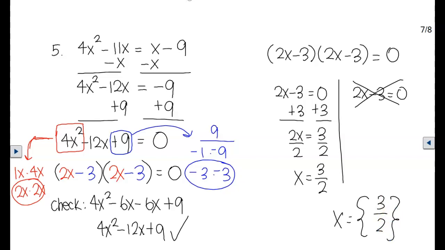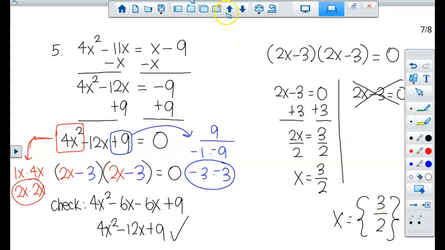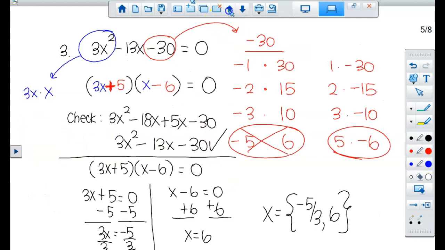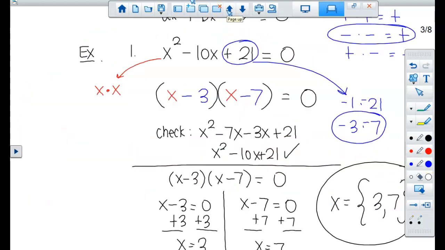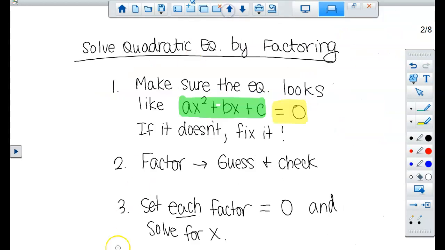So, this gives you several examples ranging from very simple to a little more difficult, how to solve a quadratic equation by factoring. Here are your steps one more time. First thing is always to make sure the equation looks the way you want it to look. You want ax squared plus bx plus c on one side, has to be in that order, equal to 0 on the other. If it doesn't, then cancel things out and fix it.